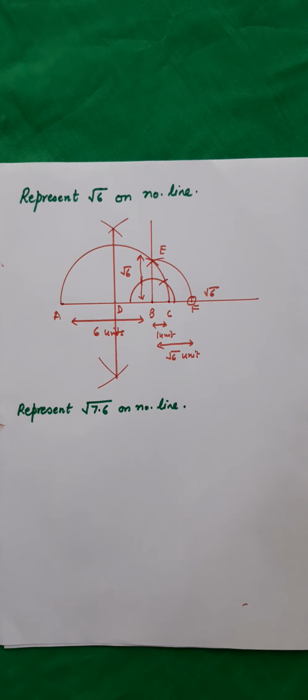Hope it is clear. This is the easiest method to represent any number which is under the root on number line, like root 2, root 3, root 5, root 7, root 6, root 11. There is one more method, the spiral method, that is also there. We will learn that also in our next video.